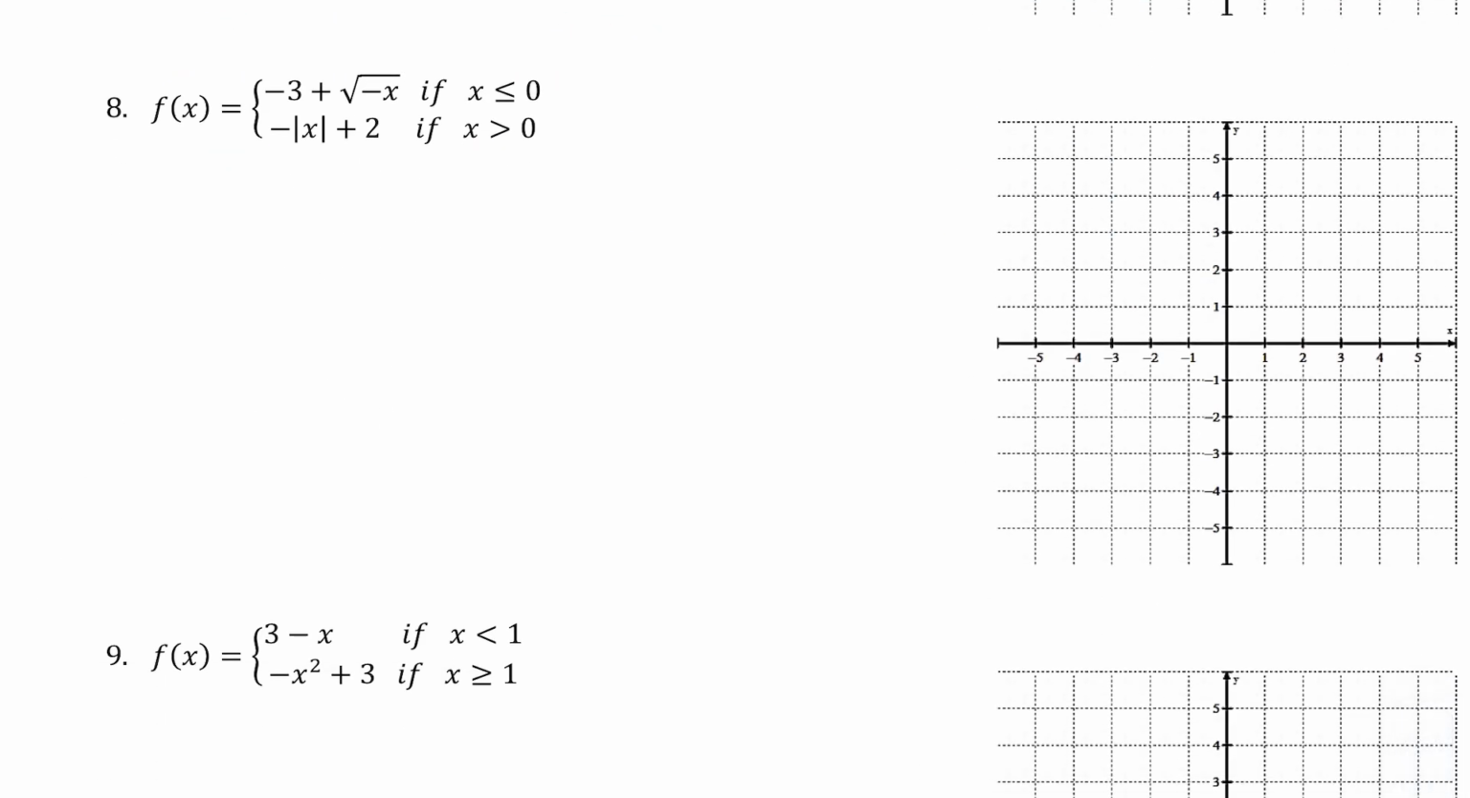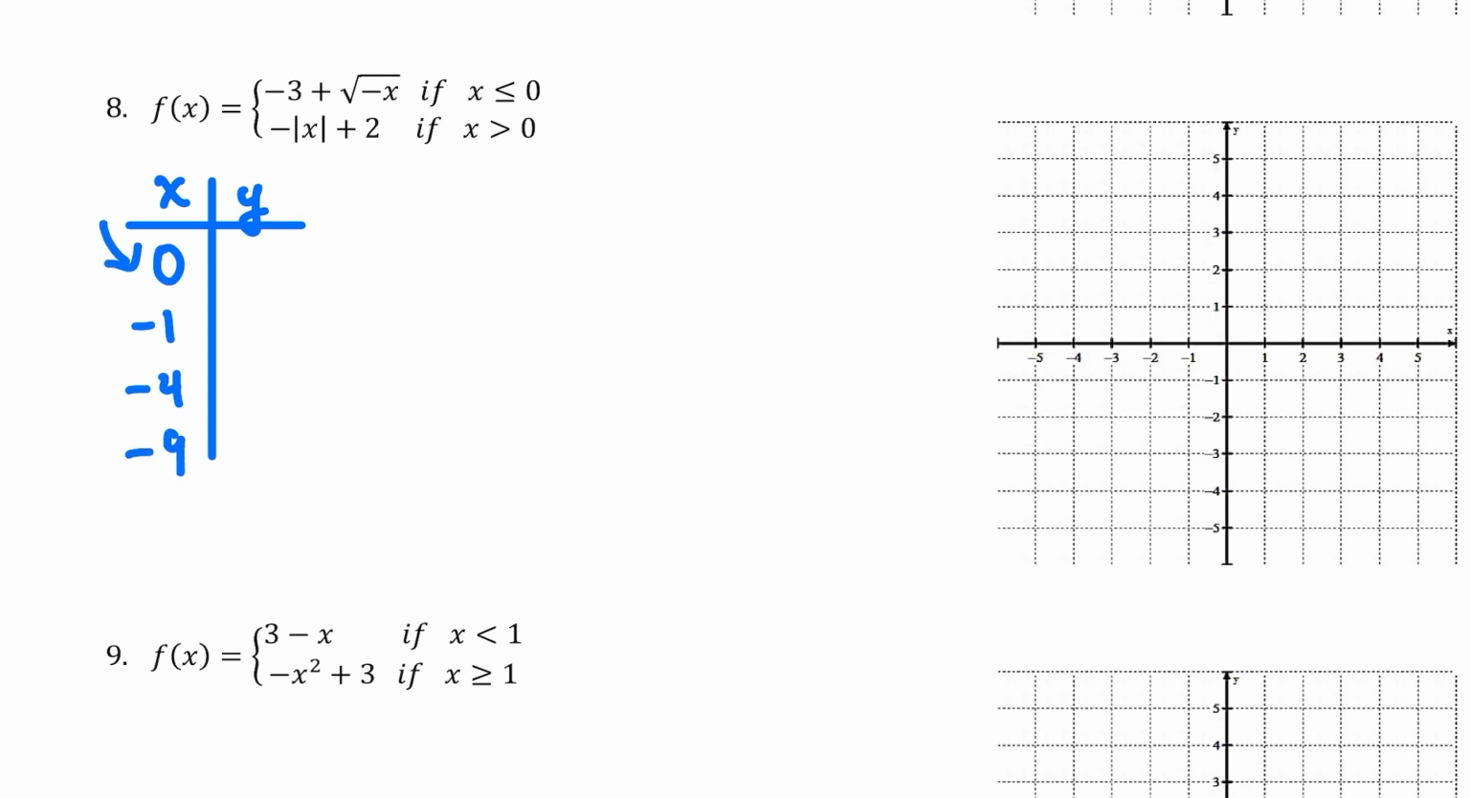Well, again, what I'm going to do is create a table of values for each of these equations because I don't know what these graphs look like. So the first equation tells us x is greater than or equal to 0. I'm going to start off plugging in 0, and then I'm going to start plugging in numbers that are less than 0 that I can also square root. So that's going to be -1, -4, -9.